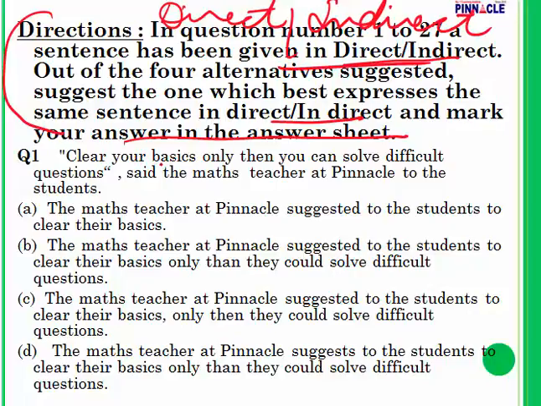First question: "Clear your basics, only then can you solve difficult questions," said the maths teacher at Pinnacle to the students. The maths teacher at Pinnacle suggested to the students to clear their basics. The maths teacher at Pinnacle suggested to the students to clear their basics, only then they could solve difficult questions. The maths teacher at Pinnacle suggests to the students to clear their basics, only then they could solve difficult questions.